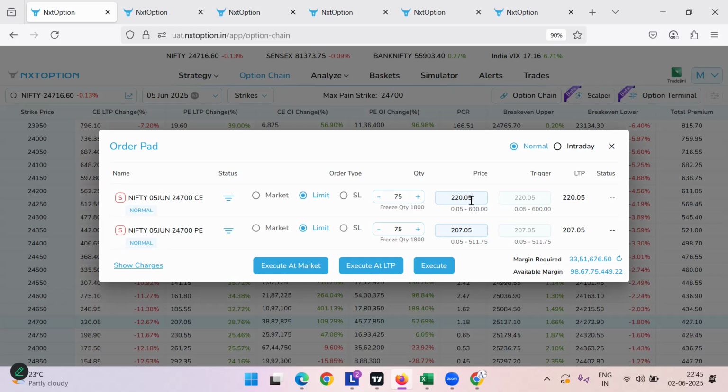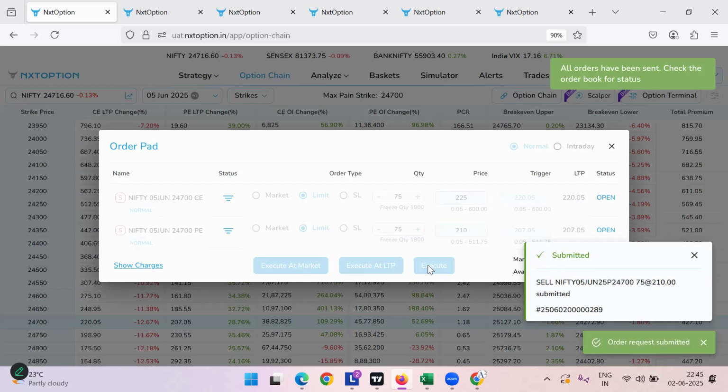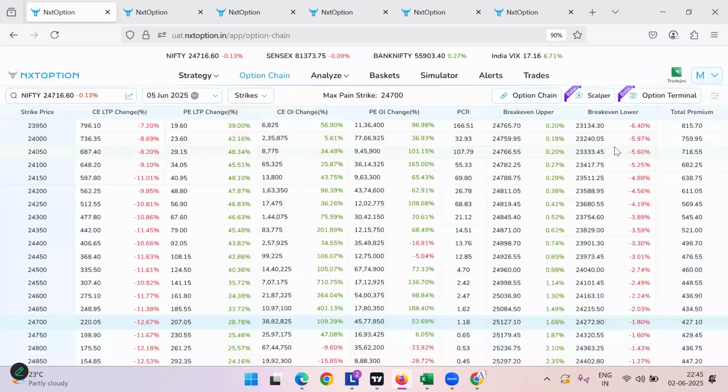Now, if you want to execute on a specific price that you want, let's say you want to execute this at 225 and this at 210, you can set it and click execute. Both the orders will get executed simultaneously.